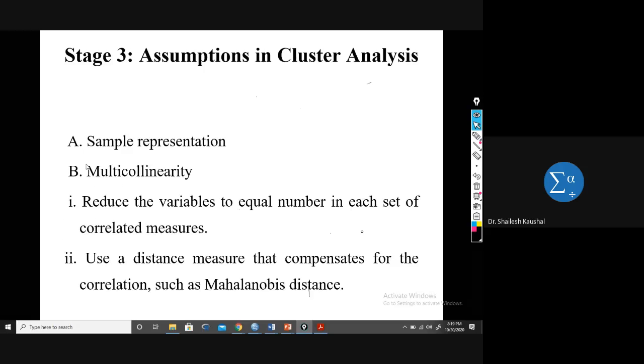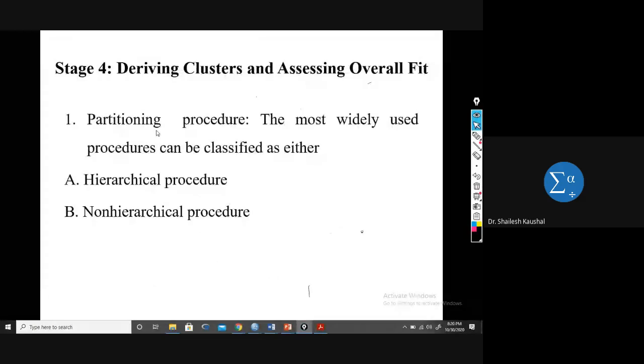Then assumptions in cluster analysis. One is sample representation. Second, multicollinearity: there should not be multicollinearity in whatever questions we are taking to conduct the cluster analysis. Sample representation means each cluster should have more than 10%. Then reduce the variables to an equal number in each set of correlated measures, use a distance measure such as Mahalanobis-based distance, and then deriving clusters and assessing overall fit.